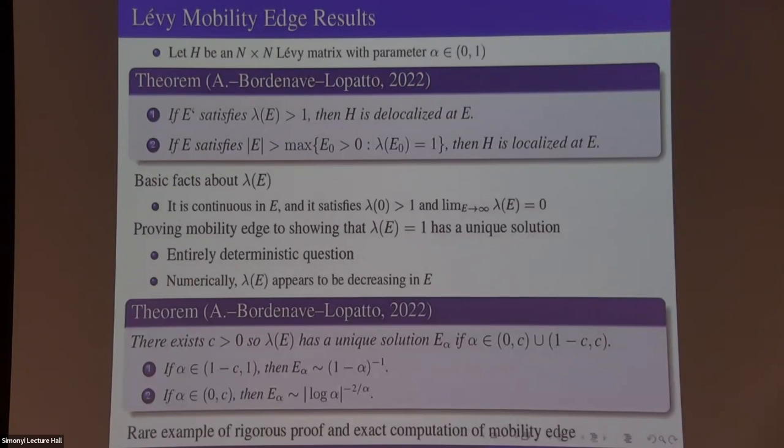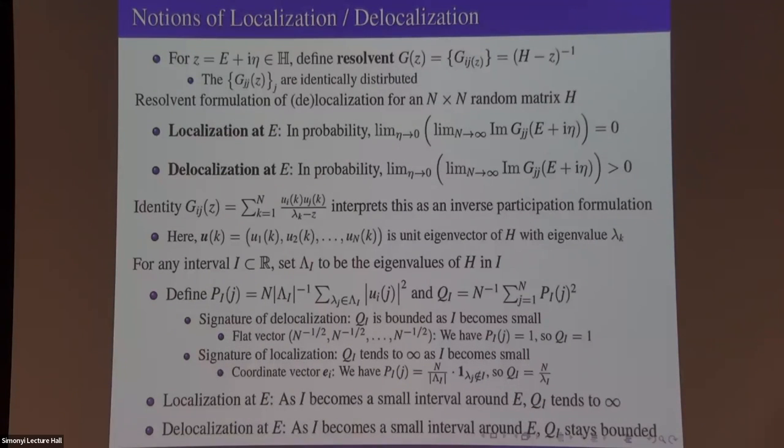So to be clear, if the eigenvectors are supported on like n to the 0.99 coordinates, that counts as delocalization. That counts as localization because there's some support. Yes, correct. There are ways of trying to make this more effective, but I will not do that here.